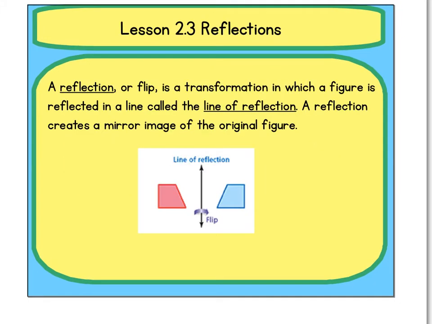A reflection, also known as a flip, is a transformation in which a figure is reflected in a line, called the line of reflection. A reflection creates a mirror image of the original figure. So you'll notice on this particular shape, the corresponding pieces are an equal distance away from the line, and it's flipped to a new position.